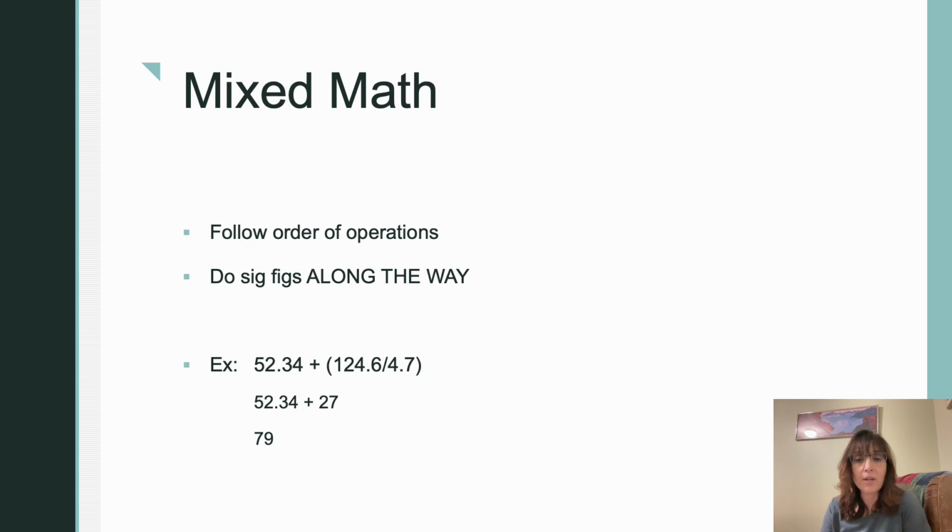Now you add the two numbers, 52.34 plus 27. Well, adding goes with place value. 0.34 is 2 decimal places. 27 doesn't have any decimal places. So we're going to round our answer to the ones place, which is 79.